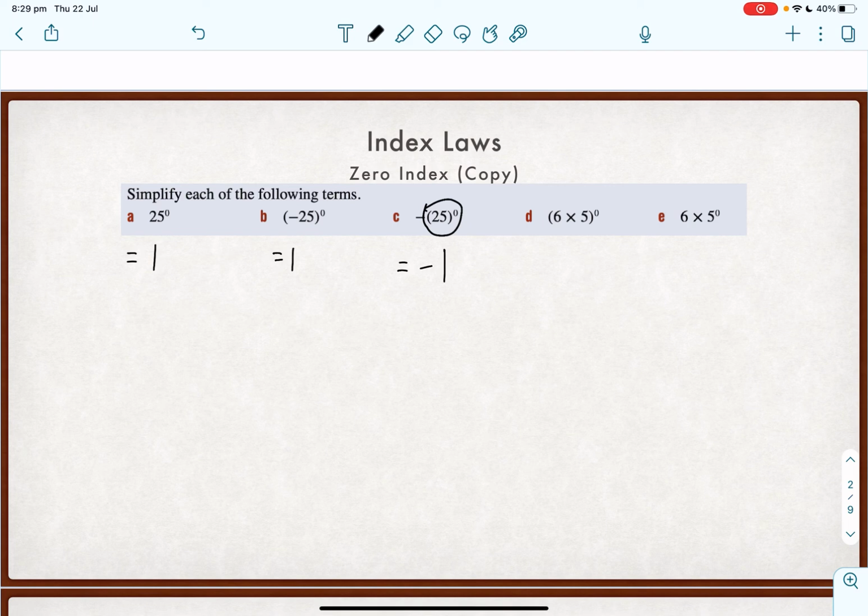Okay, now again here, 5 times 6 doesn't really need much calculation because inside the bracket you've got the power 0, so without calculation, your answer would be 1. Okay, now this one without a bracket, so that means the power is only on 5. So only 5 turns into 1. 6 is still there. So 6 times 1, so the answer would be 6.